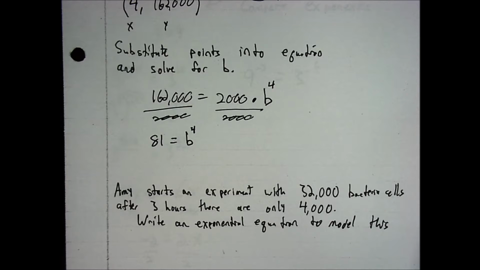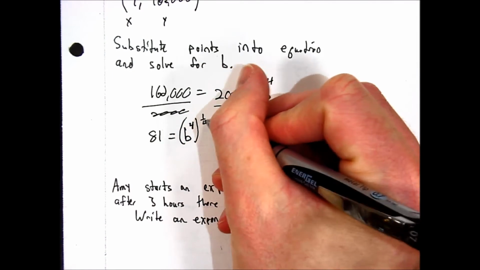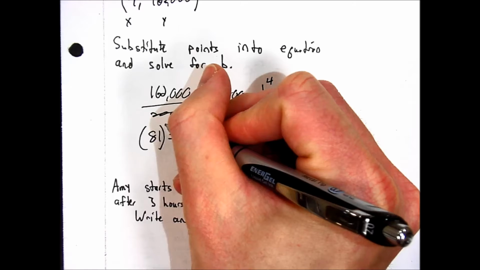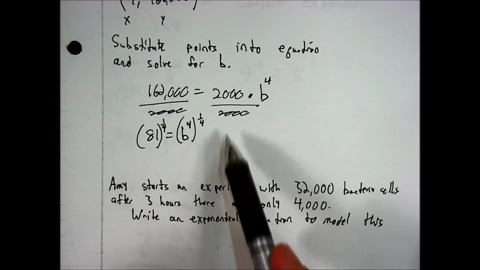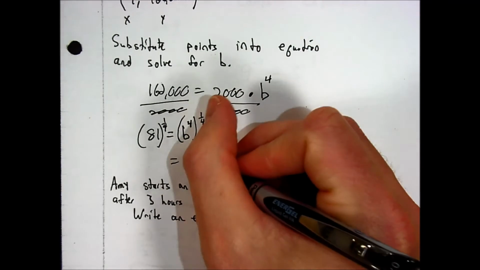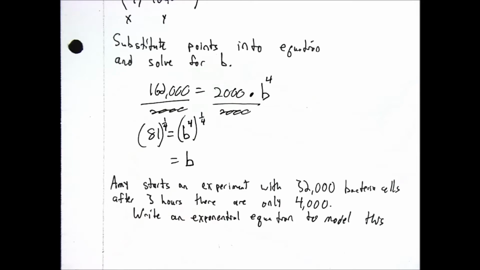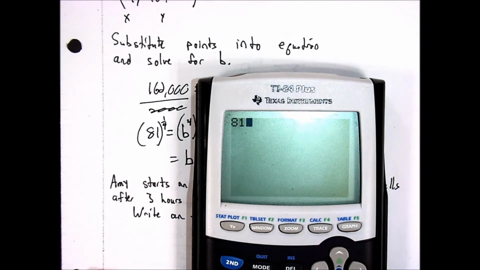How do we solve for b when we have it to a power? We're going to do the reciprocal power to both sides. So if that's b to the fourth, we're going to do b to the 1/4 to both sides. This is just like doing the fourth root. When I multiply these exponents together, 1/4 times 4, I should just get b to the first, or just b. When I do 81 to the 1/4 power, we get 3.